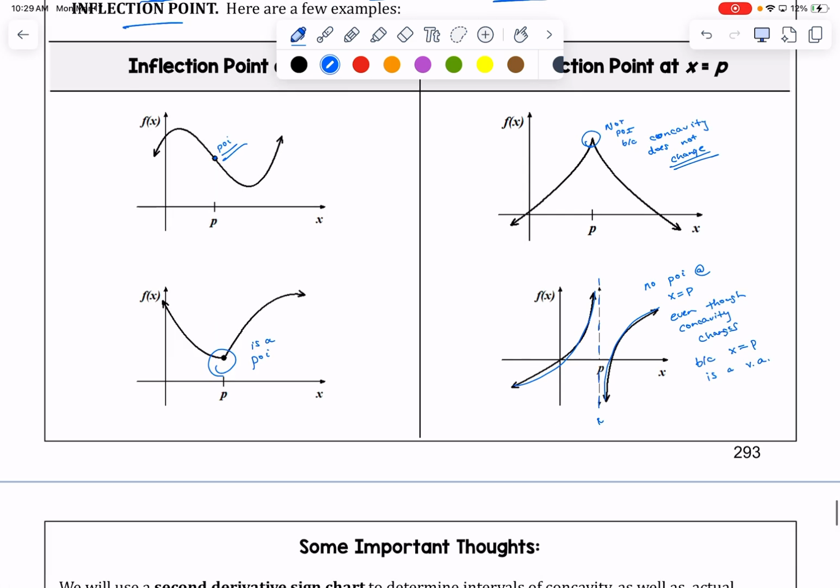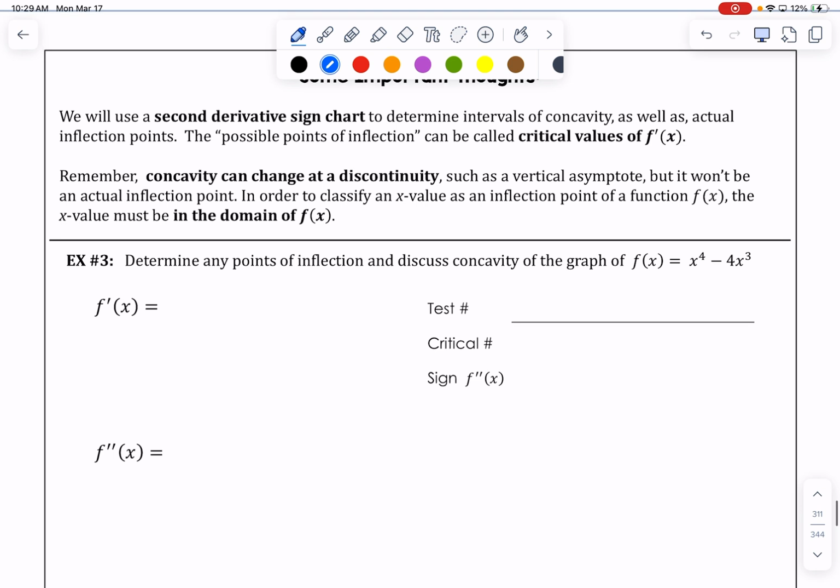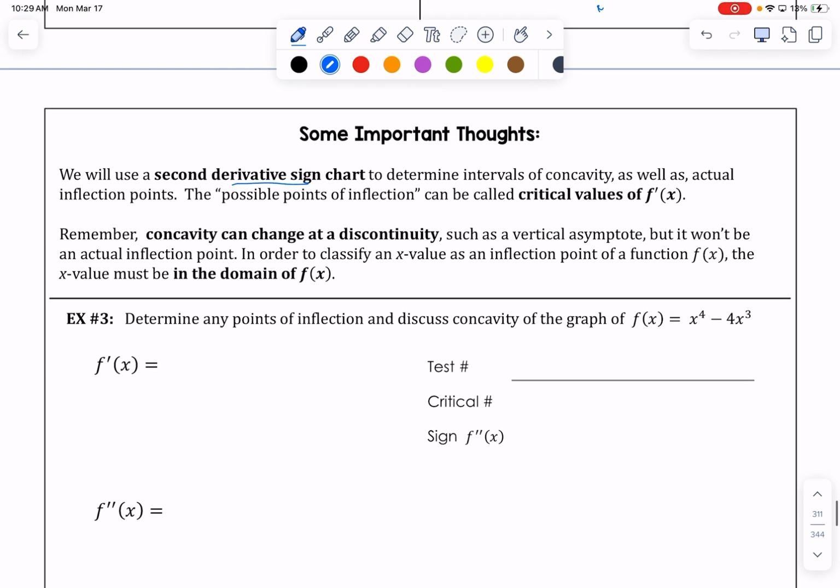Okay, so summarizing some things I think most of us already know. Some important thoughts. We will use the second derivative sign chart to determine intervals of concavity as well as actual inflection points. The possible inflection points are called critical values of the first derivative, which is where we take the second derivative and set it equal to 0 or undefined. If you have a peak or valley in the first derivative, the critical values for the first derivative end up being where the second derivative equals 0 or is undefined, which will be relative extrema for the first derivative.